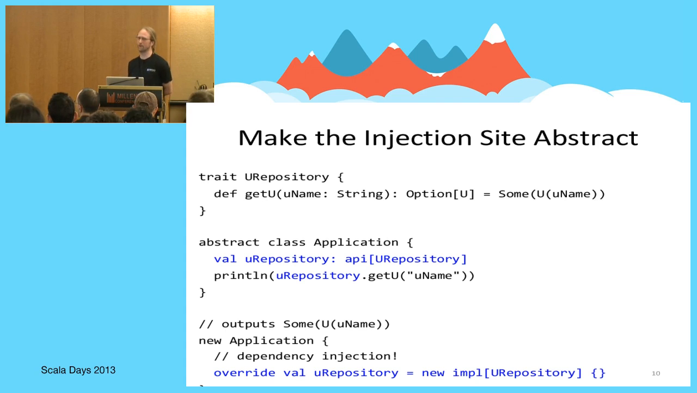So now I can introduce a piece of terminology which I just made up for the purpose of this talk, I think, which I'm going to call the injection site. So the U repository val we're using here is the injection site. The application has a dependency on a U repository. At some point, the dependency is going to be provided to the application. Where it gets provided, we're going to call the injection site. So right here, I'm using just the val. There are other ways that this could happen, and just in general, I want to abstract that. So we're going to call something that has an injection site a component.